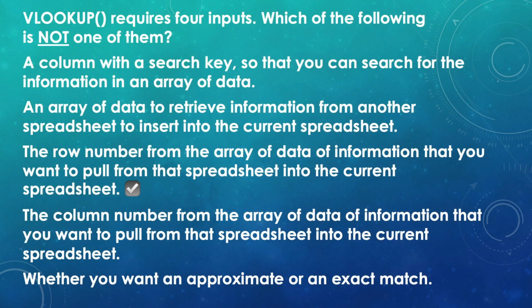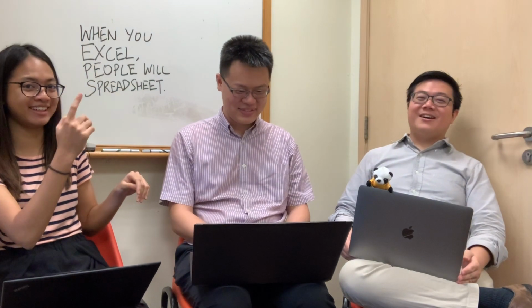The row number is actually used for HLOOKUP instead, which works like VLOOKUP but on rows. It's like horizontal. Horizontal, yeah. Not hello. Okay. Alright, let's move on to the next section.